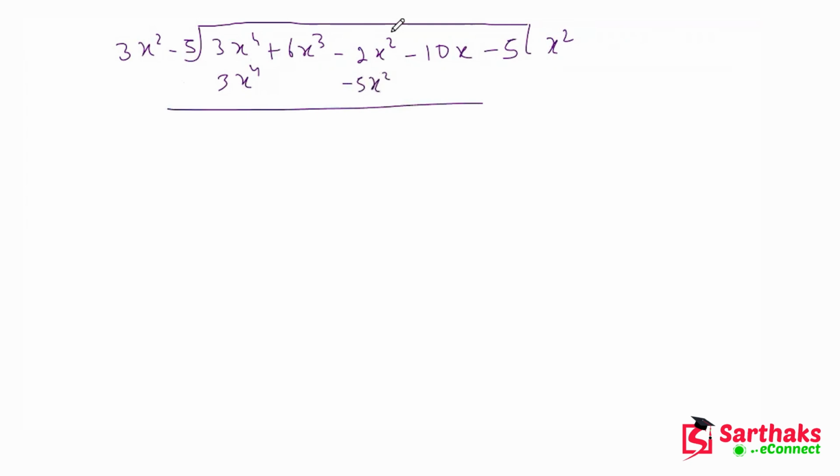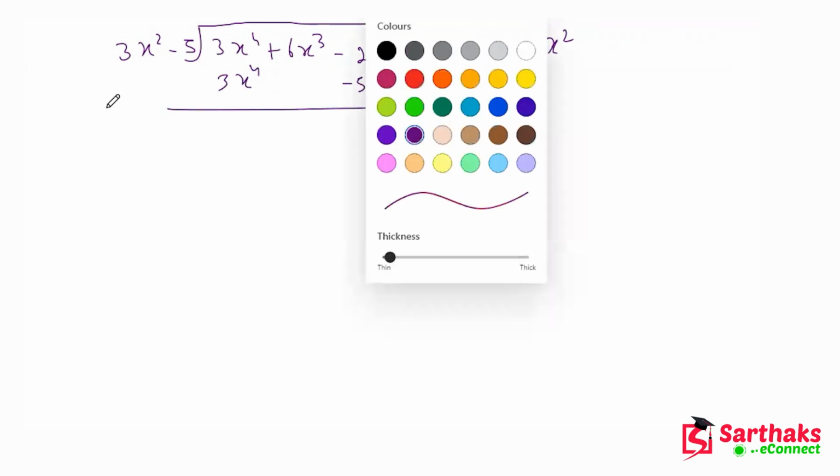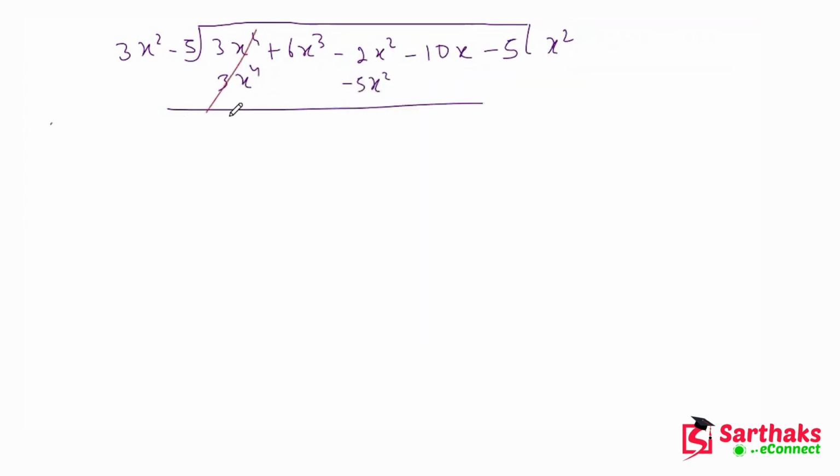And if we subtract it, then this cancels and this is 6x cube. Now it becomes plus and we get plus 3x square. And here is minus 10x and minus 5. Now again, if we divide 6x cube by 3x square, we get plus 2x. And if we multiply this by the divisor, we get, what we get? Yes.